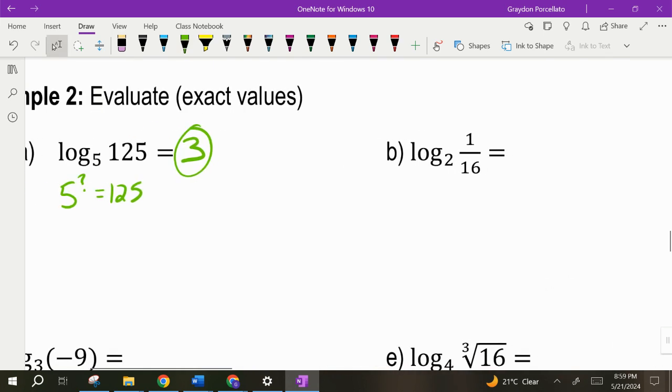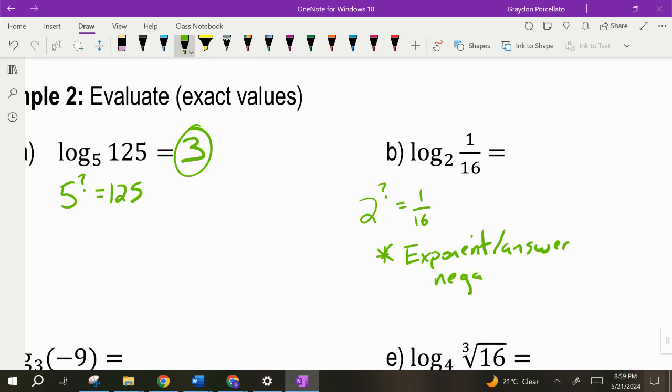The next one is saying 2 to the power of what is 1/16. When you have a fraction, you know that your exponent has to be negative. Okay, so we just make it negative, and then we say 2 to the power of what is 16? Well, 2 times 2 is 4, times 2 is 8, times 2 is 16. So it's negative 4. 2 to the power of negative 4 is 1 over 16.